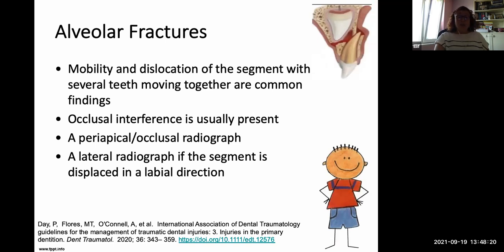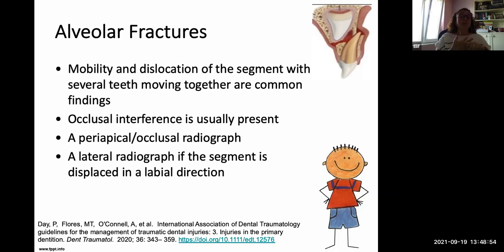In alveolar fractures, there is a mobility and dislocation of the segment with several teeth moving together. It's the most discriminating finding in alveolar fractures. In those cases, we can see that many teeth, primary teeth, are moving together. When we see this situation, we should think about the alveolar fracture. So in those cases, mostly occlusal interference is present.